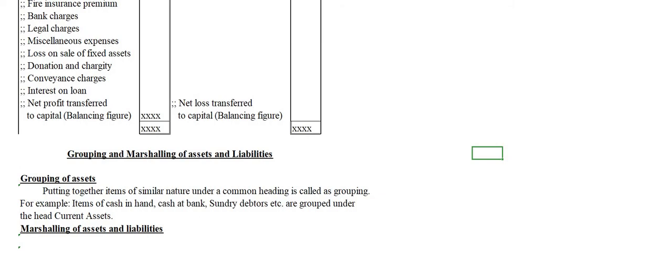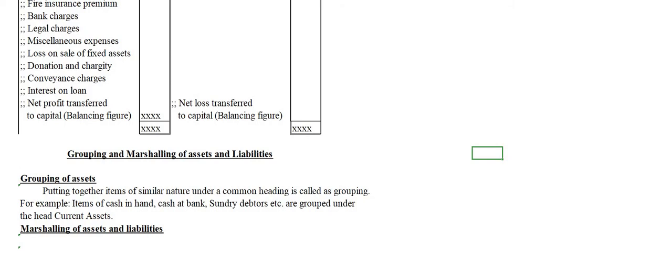Then, on the other hand, there is preparation of the balance sheet on the basis of permanence. That method is the opposite of the liquidity method, where all the permanent assets and liabilities will be shown first. For example, the most permanent assets are intangible assets or fictitious assets. All these assets will be shown first. For example, goodwill will be shown first, then land and building, plant and machinery, like that. So the liquid assets will be shown last.